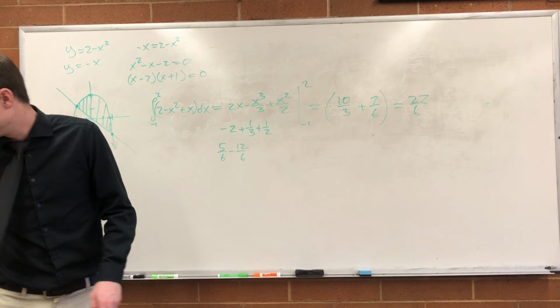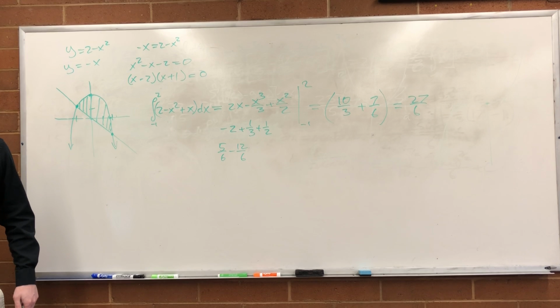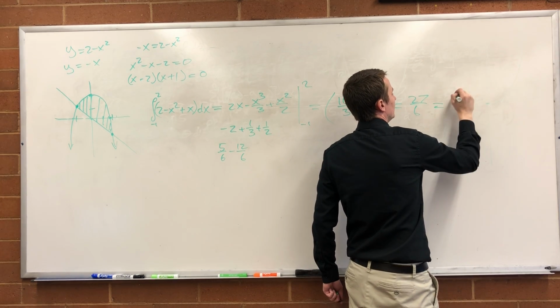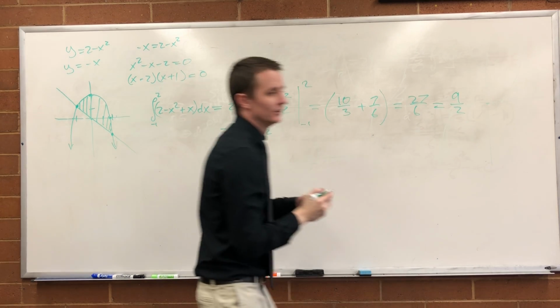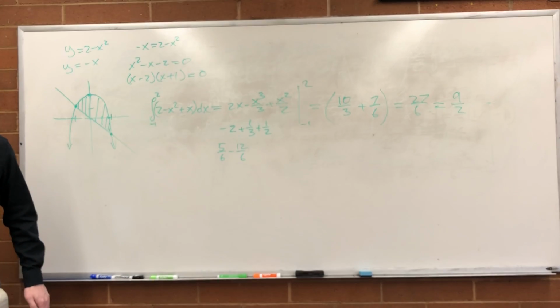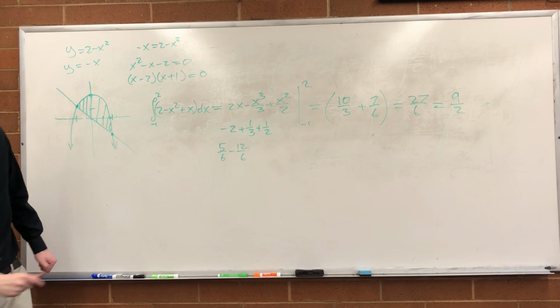Hopefully. Let's see if we did that right. Oh, yeah, threes go out, which is 9/2. That's what we got. So we did it right. Okay, next one.